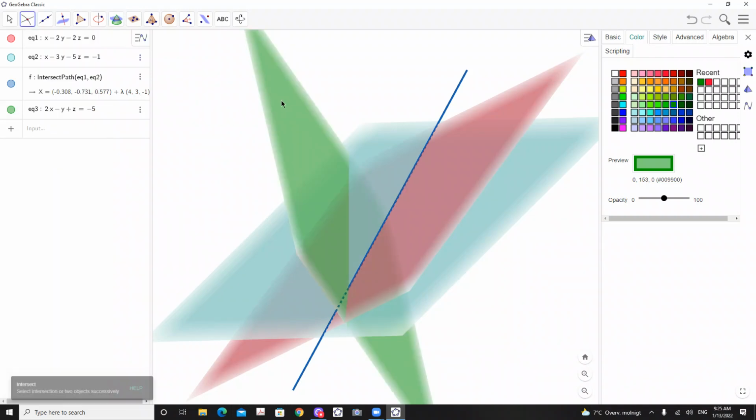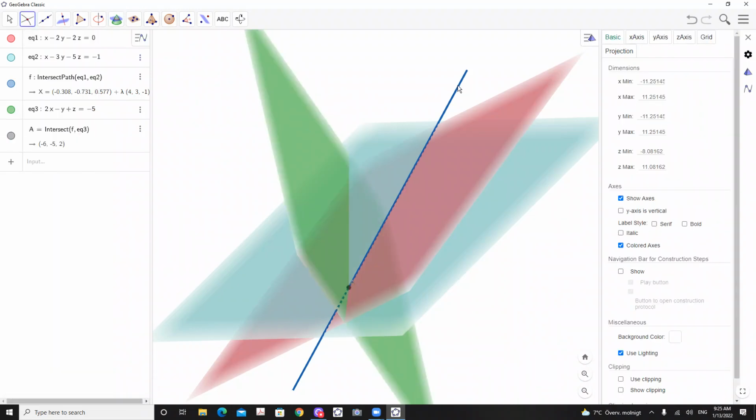So this one, let me see. Yes, that was the intersection. So you see this single point you see here is the intersection between this blue line and the third equation. So that point, you see, -6, -5, and 2. And that was exactly the numbers that we get when we solve the equation algebraically. Is that understandable?